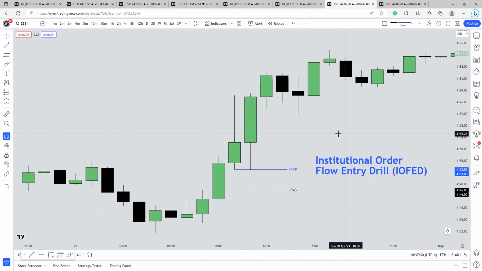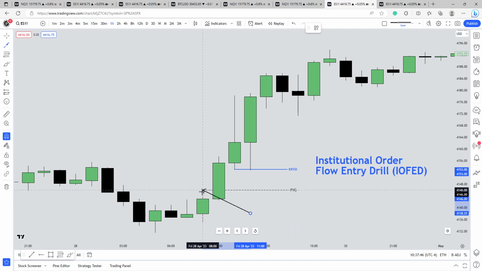So that is all an institutional order flow entry drill is. If you ever see ICT mark out this IOFED on his chart, right? Sometimes he'll even do it beforehand. So let's say he's not expecting it to completely reprice to the low end of the fair value gap. So he's not expecting it to tap that low end right there. Sometimes he will just be expecting a partial entry into it. So if you ever see him mark out IOFED, that just means he's looking for a partial entry before price continues to spool higher.